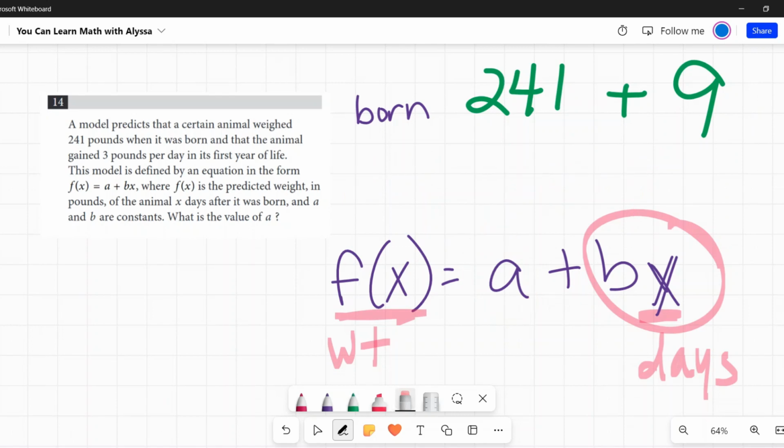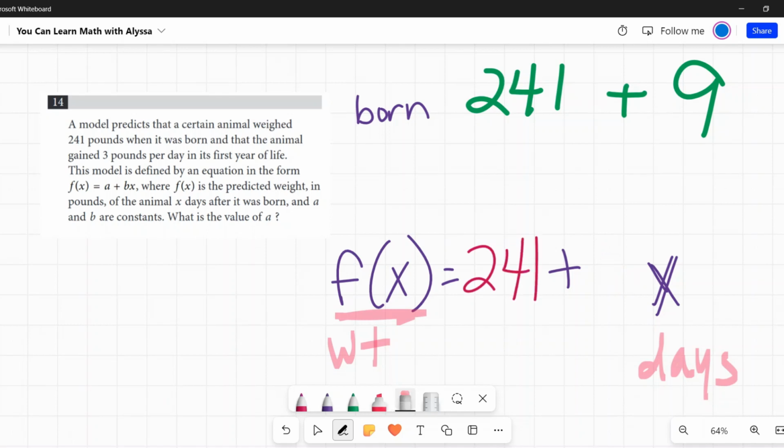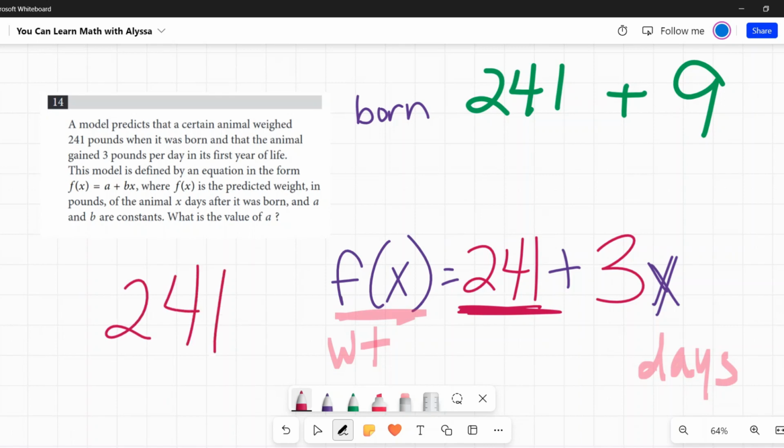So, there we go. That a is going to be that starting weight of 241, and that b is how many pounds per day that animal is gaining, 3 times however many days it's been. So 241 plus 3x, and they're asking what is the value of a? That was the starting weight that was going in for a, so 241 is my answer.